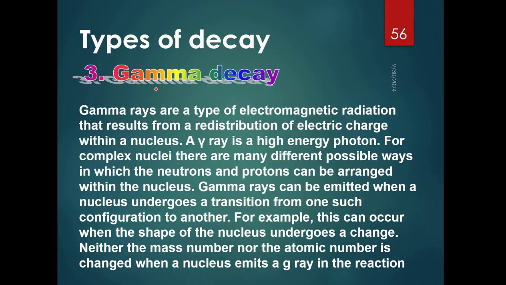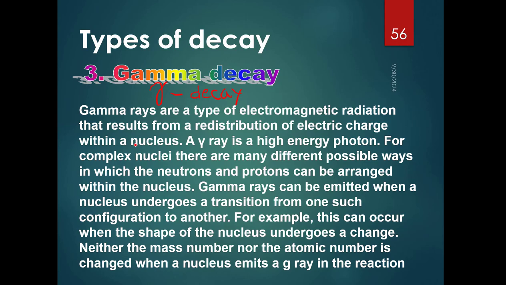The gamma is the Greek gamma. Now, when you have the gamma decay, basically it's just gamma rays. And this is a type of electromagnetic radiation which results from the redistribution of electric charge within the nucleus. A gamma ray is a high energy photon, basically. For a complex nuclei, there are many different possible ways in which the neutrons and protons can be arranged within the nucleus. So gamma rays can be emitted when a nucleus undergoes a transition from one such configuration to another. For example, this can occur when the shape of the nucleus undergoes change.